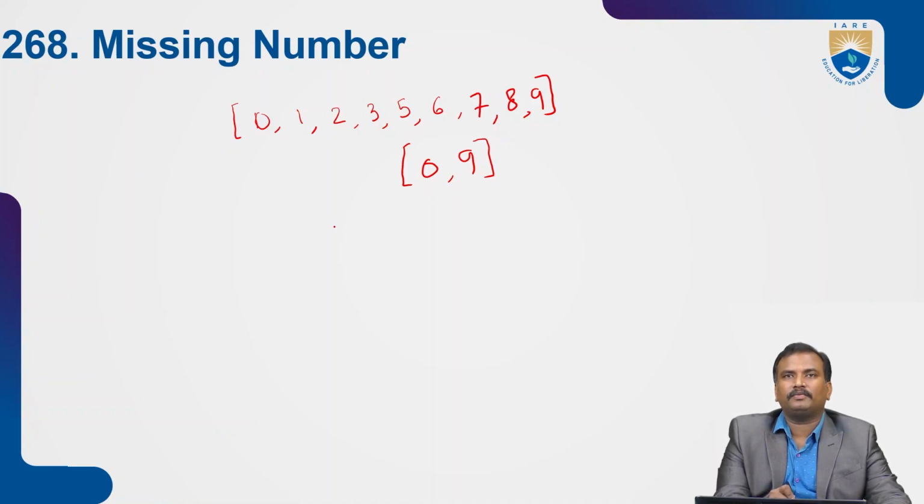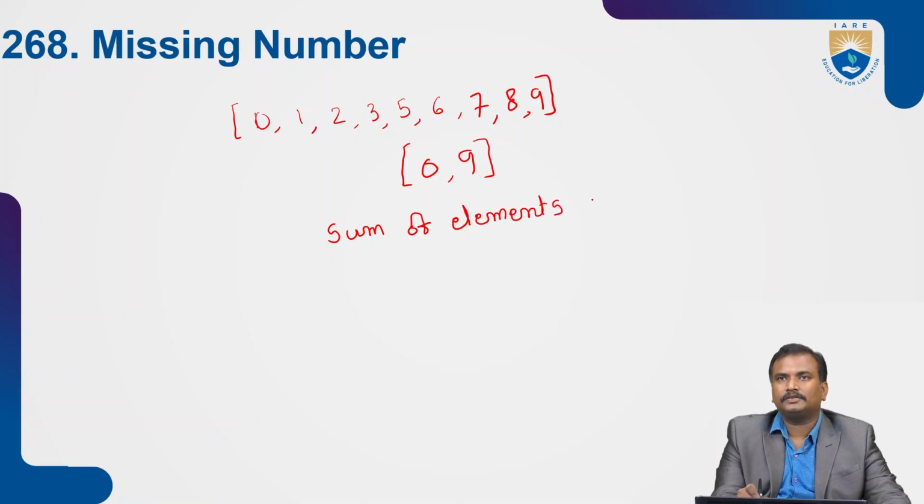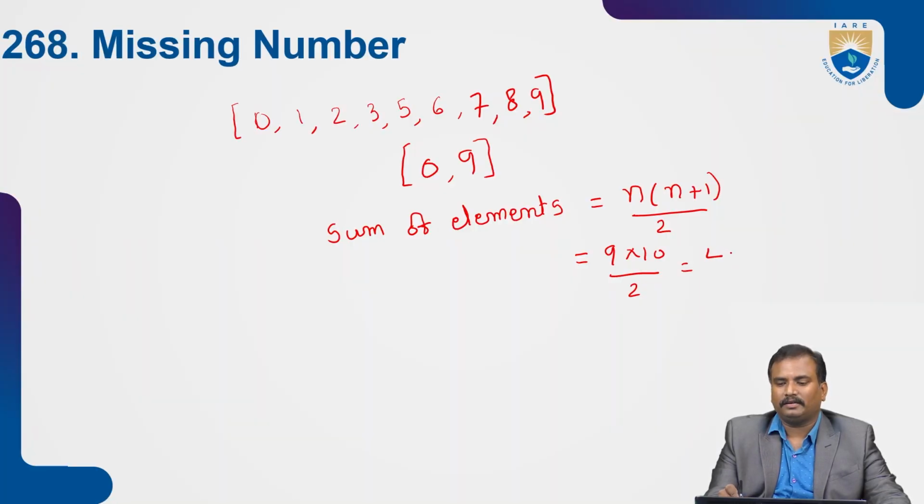How to calculate the sum of elements from 0 to 9? The sum of elements from 0 to 9 equals n into n plus 1 by 2. What is n? 9. So 9 into 10 by 2, which equals 45. Now this is the sum of n natural numbers.